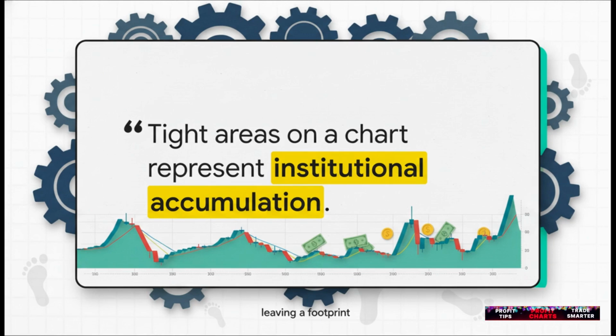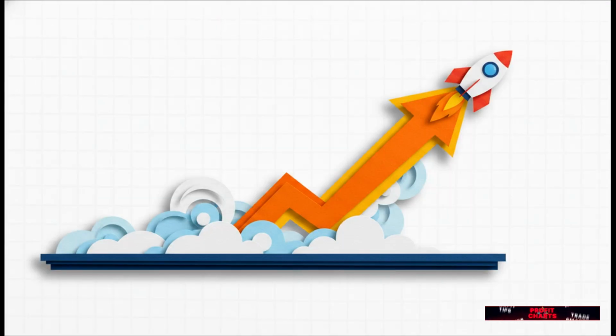They're methodically absorbing all the available supply without driving the price up. They are leaving a footprint. When the price gets incredibly tight, it just means there is literally no one left who wants to sell. And history proves this over and over. Tech giants like Google and Tesla had their most explosive stock runs directly out of VCP setups.